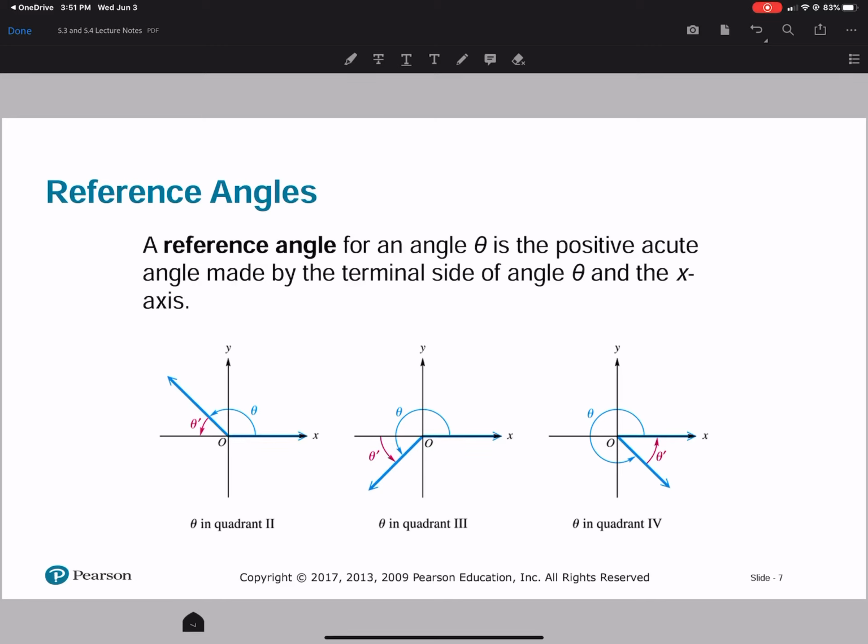So let's look at reference angles. A reference angle from an angle theta is the positive acute angle made by the terminal side of the angle and the x-axis. Remember, it's to the x-axis, not to the y-axis, always to the x-axis. So if you're in the second quadrant, it's to the negative x-axis. If you're in the third quadrant, it's still to the negative x-axis. If you're in the fourth quadrant, it's to the positive x-axis. So your reference angle is always there. Keep that in mind when you're going through these problems.